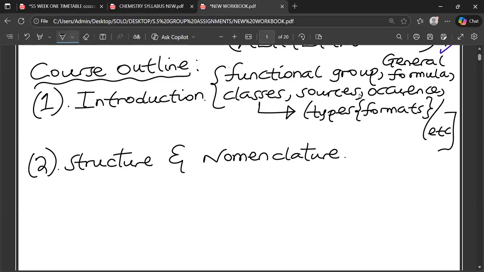You've introduced things very well. You've learned how these structures are sketched. You've learned how names are derived. What usually comes after structure and nomenclature? What do we usually talk about? Isomerism, yes. Very good.